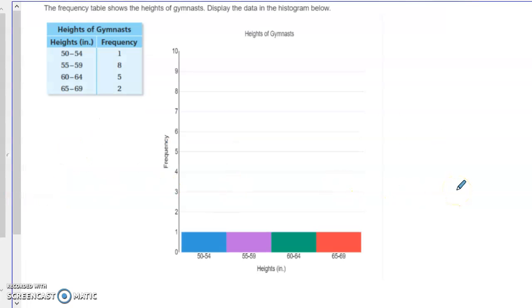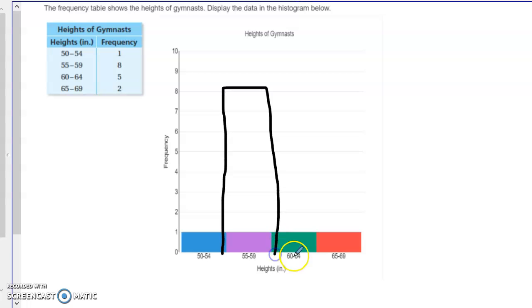Question number 5 says the frequency table shows the heights of gymnasts. Display the data in a histogram below. So for 50 to 54, you would pull this bar up to 1. For 55 to 59, you would actually pull this bar up to 8. For 60 to 64, you would pull this bar up to 5. And then for 65 to 69, you would pull this bar up to 2. So that would be what the completed histogram would look like.